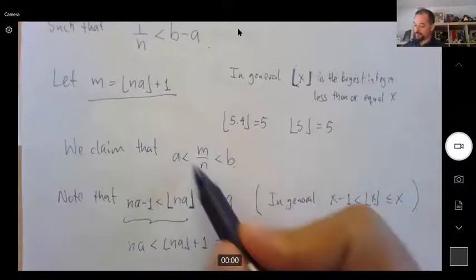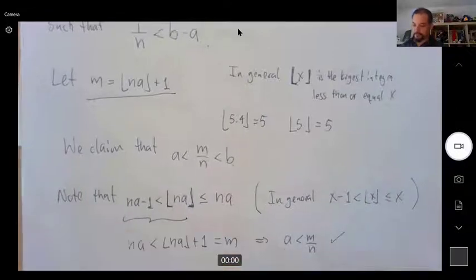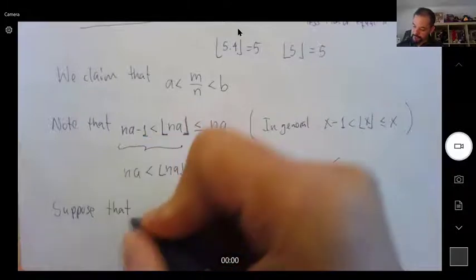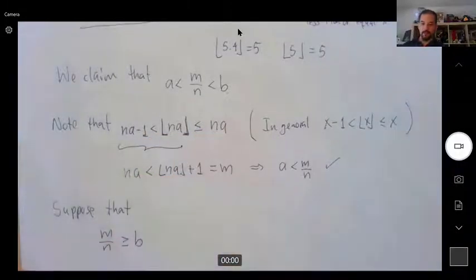And for the second part we can do it a little bit by contradiction. Suppose that this is not true. Suppose that m over n is not less than or equal to b, that it is greater than b. What would we do in that case?